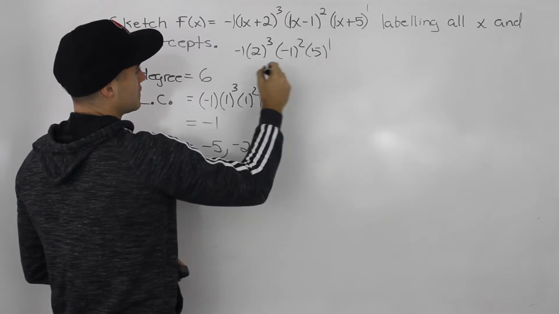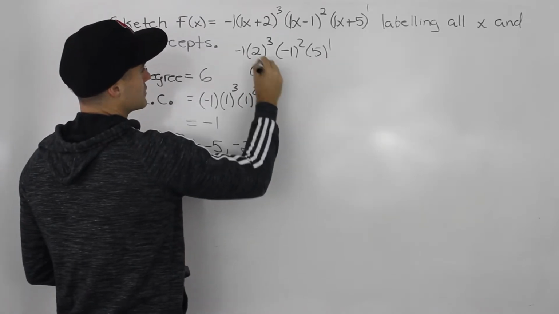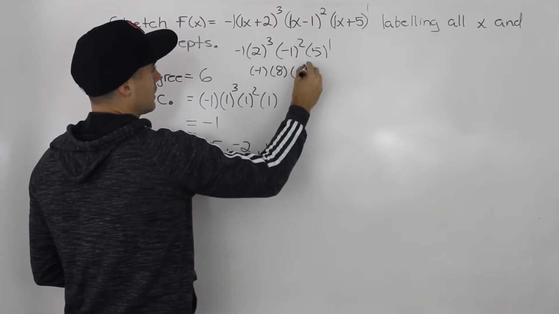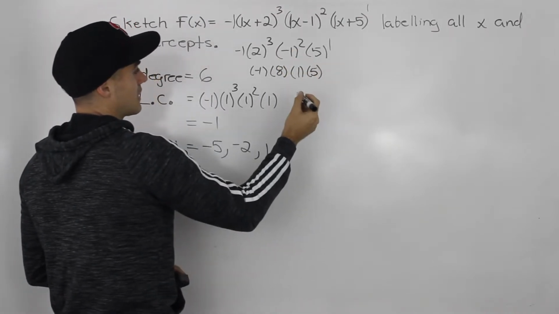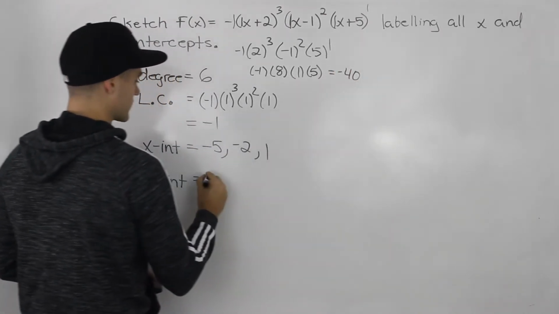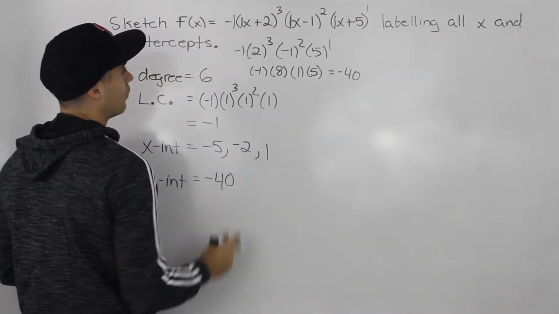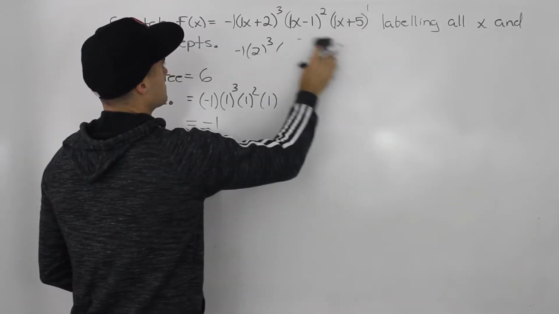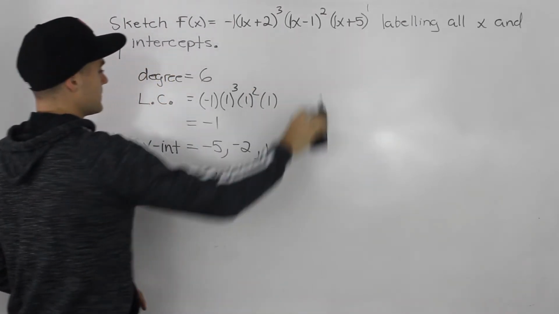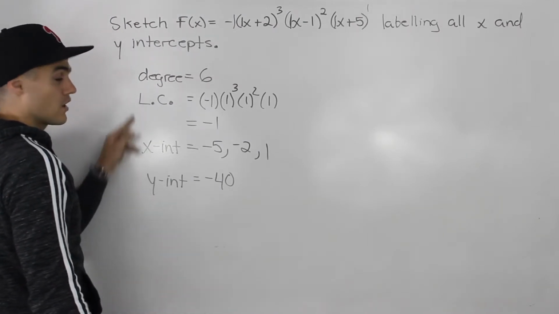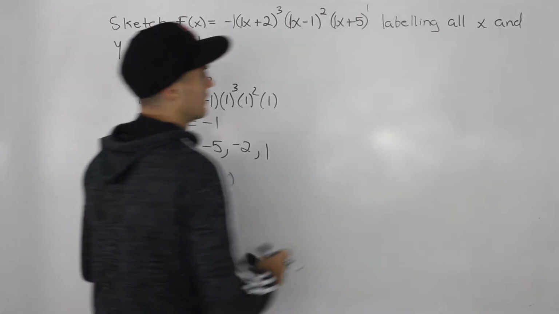So then doing all of the exponents first, 2 to the power of 3 is 8, -1 squared is 1, and then 5 is just like that. Multiplying all those out, we end up getting -40. So that is our y-intercept. And at this point, we're pretty good to go to graph this polynomial function with all of this information here.